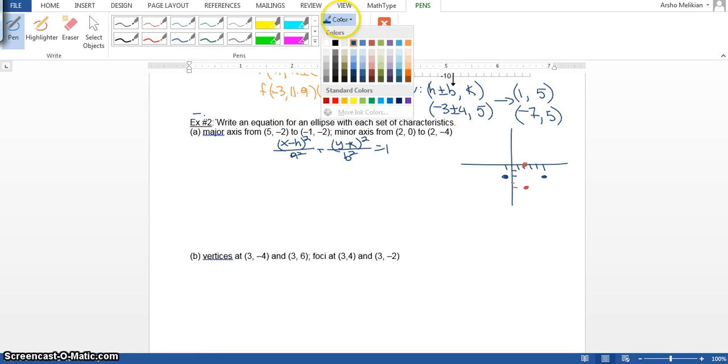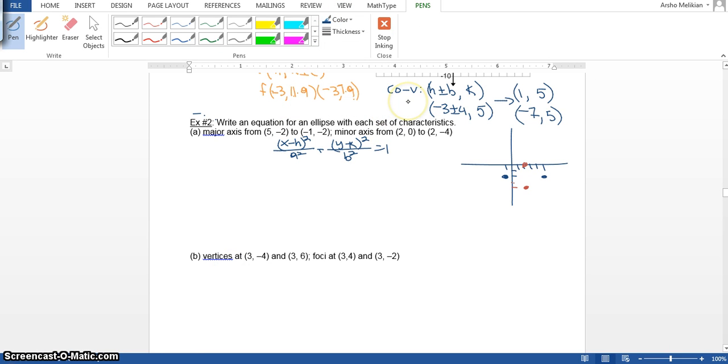How can we find the center? In the middle. The center is the midpoint of these two. To find the midpoint, I add the x's and divide by 2, and I add the y's and divide by 2. So the center is (2, -2). This is h and k.